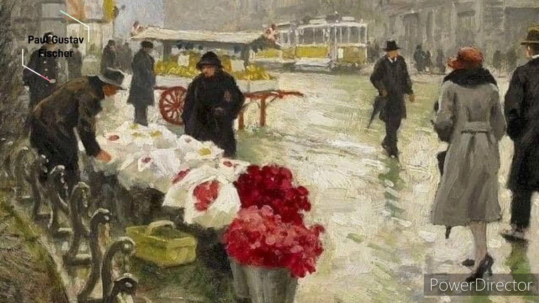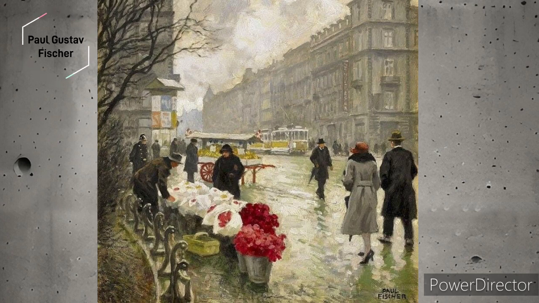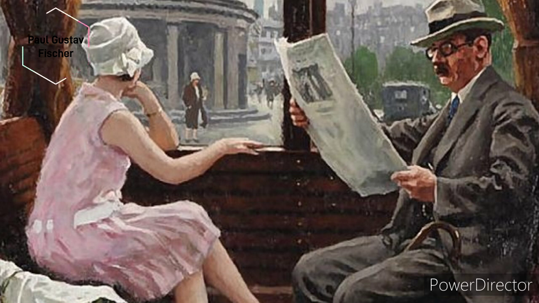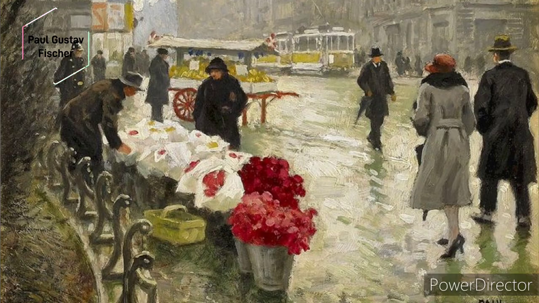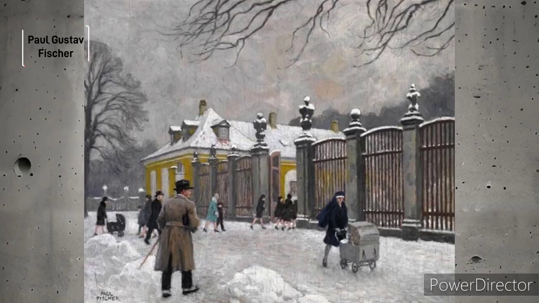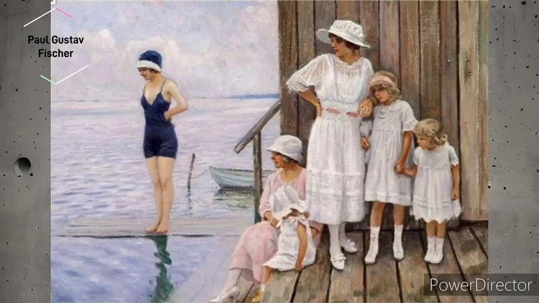He was heavily influenced by his contemporaries and the broader European trends of the time, including Impressionism, which emphasized light and atmosphere over detail. Fischer's travels, particularly to Paris and Germany, exposed him to this modern art movement, and his work began to evolve as he incorporated aspects of French Impressionism and German Realism into his own style.